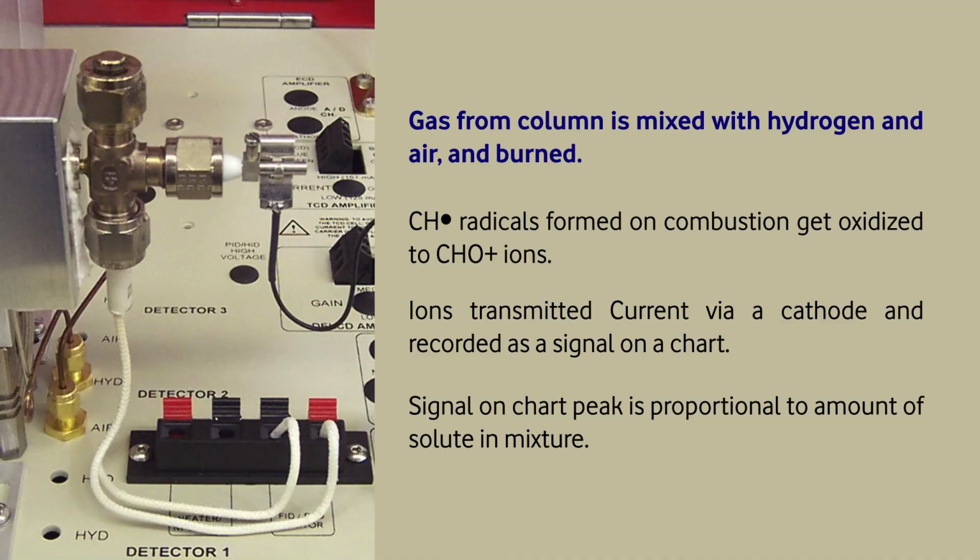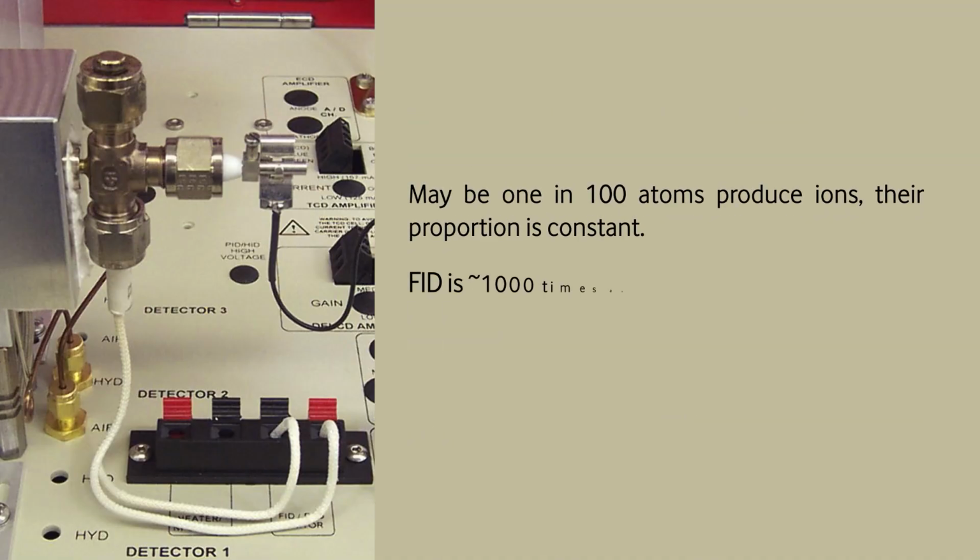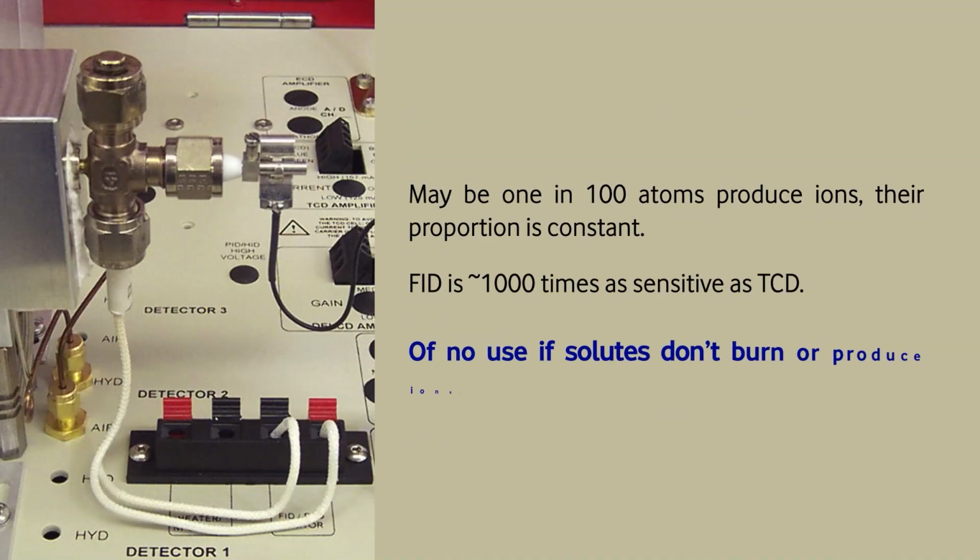Now, the point here is that not all the radicals will be converted into ions. There might be 5 out of 100 which form ions, but the fact is the proportion will always be constant. Each time it will be 5 out of 100, or 10 out of 100. Because the proportion is constant, this proportion tells us how much is the content of that product. So there is no problem, because the signal will depend on the content. If the proportion is constant, the signal will also be constant each time.